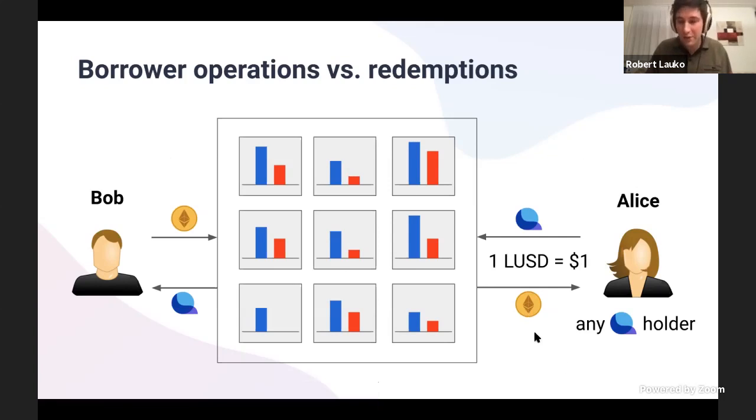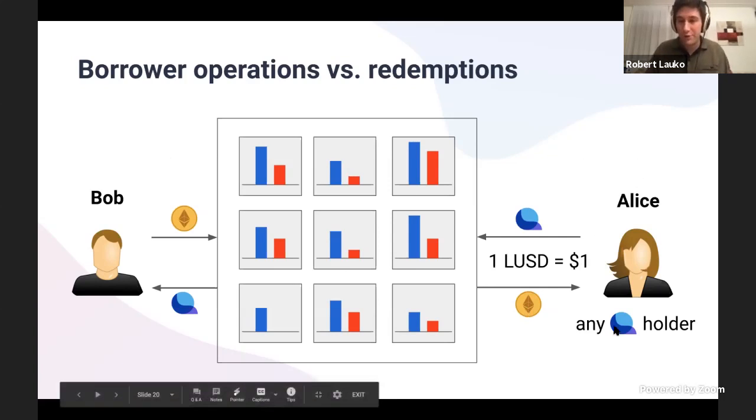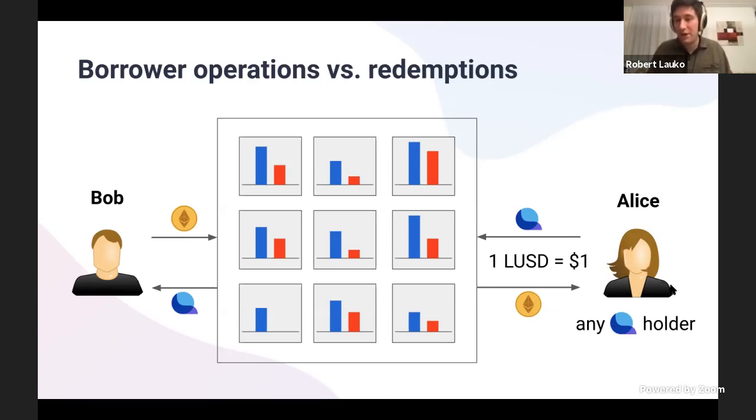But what we add here is a redemption right, or a redemption mechanism, which entitles any holder of LUSD to exchange LUSD for Ether at face value, which means that you get a value of Ether in return which corresponds to the dollar value of your LUSD. Let's say you redeem 100 LUSD, you would get back $100 worth of Ether.